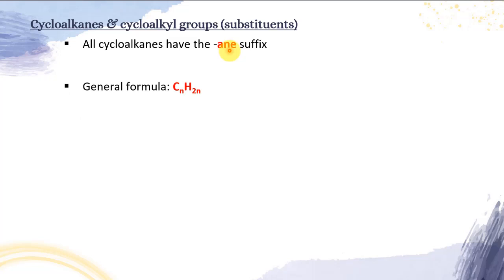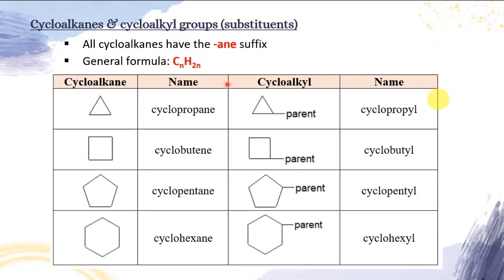Alright, so let's look at cycloalkane or cycloalkyl groups as the substituents. The naming is more or less the same as the class of compound alkane. All cycloalkanes will have the "ane" suffix in the parent name, and the general formula is CnH2n. This table shows you the names for common cycloalkanes.